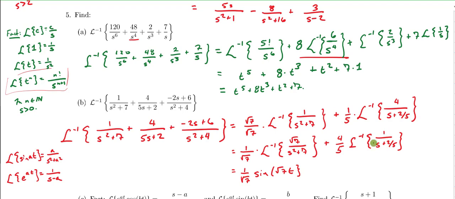Now, what I have inside the inverse transform looks very much like the result of having done the Laplace transform of e to the at. So we end up with 4/5, and then we have e to the, careful, watch your sign, minus 2/5 t.